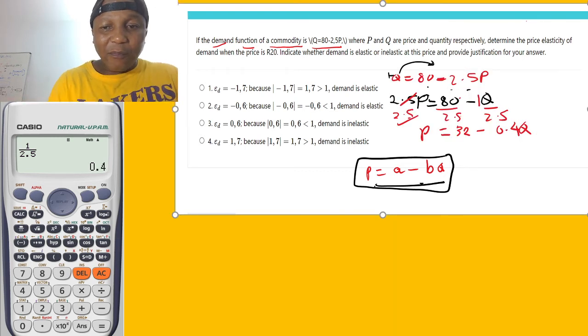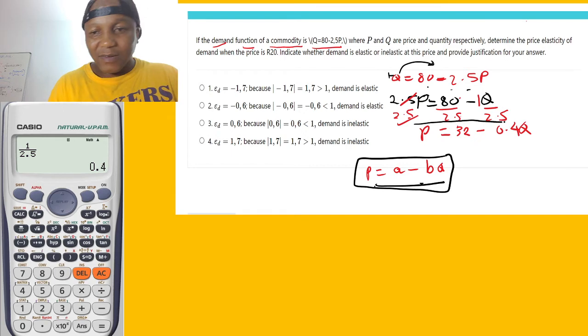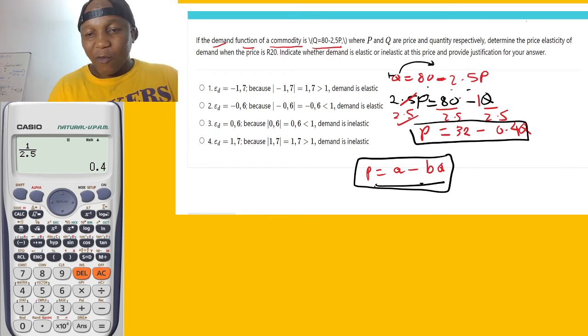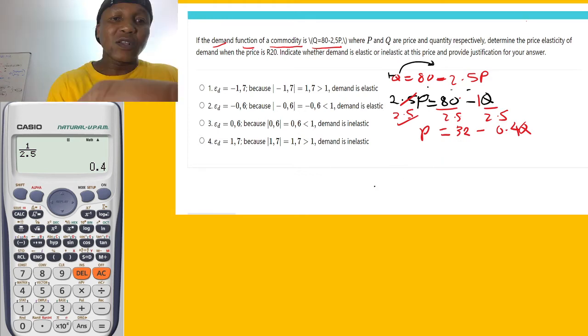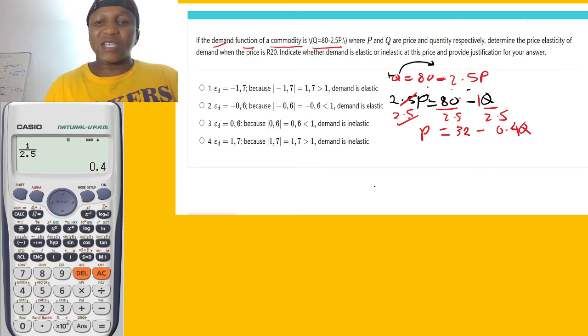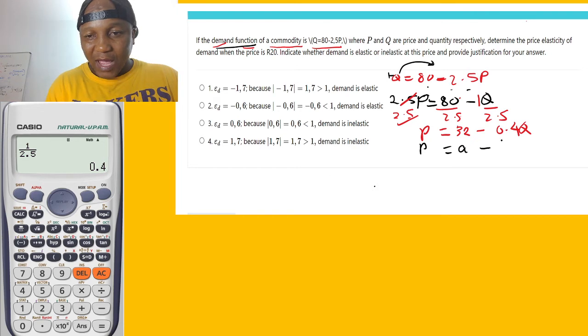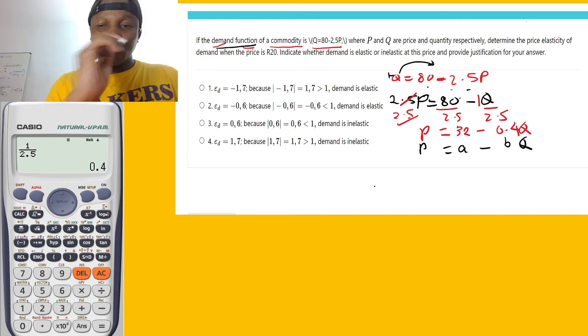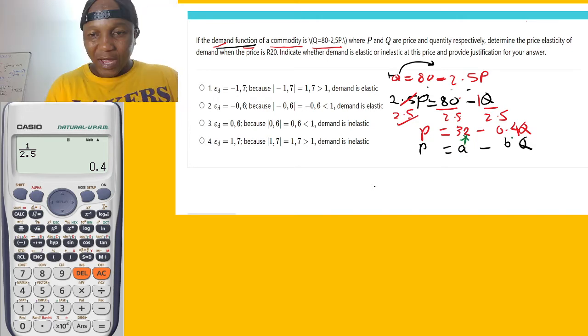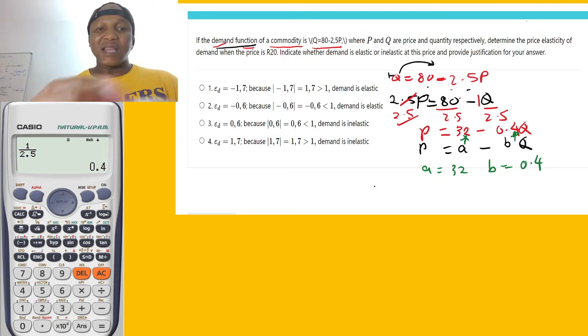Now we have to compare this equation with the standard equation of the demand function, which is P equal to A minus B Q. So A is equal to 32, and B is equal to 0.4. So we have A and B. Now let's go to the question. What do they want in the question?